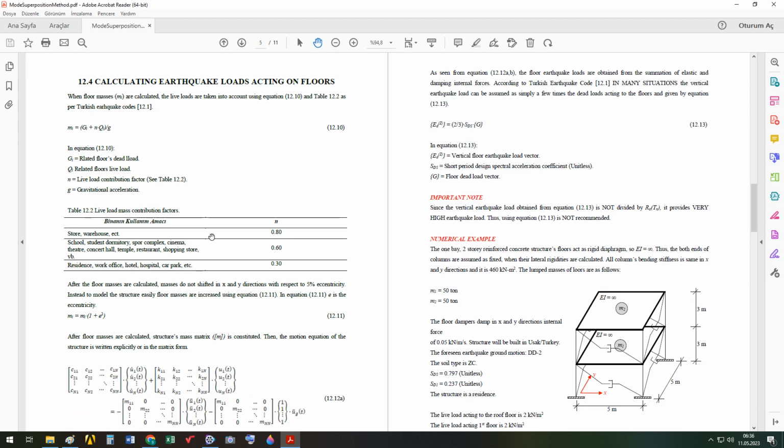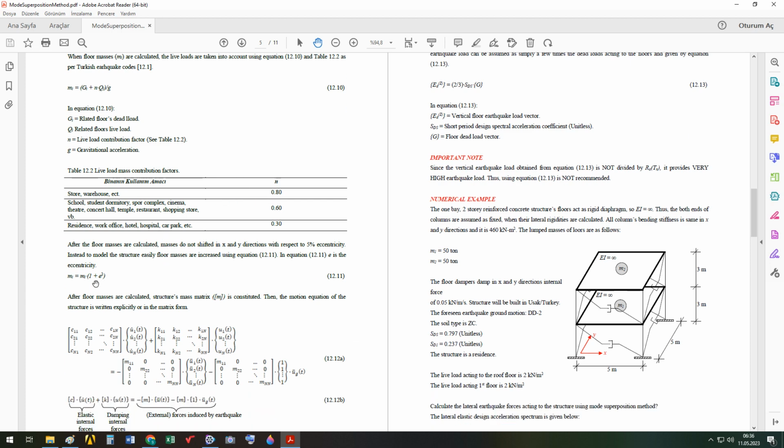According to the Turkish code, every floor mass shall be increased, first of all, because of live loads, using this formula. This is the live load contribution factor taken from this table. And second, because the earthquake load may act eccentrically on the floor mass, the eccentricity is calculated, and the mass of the ith floor is increased for the second time here.